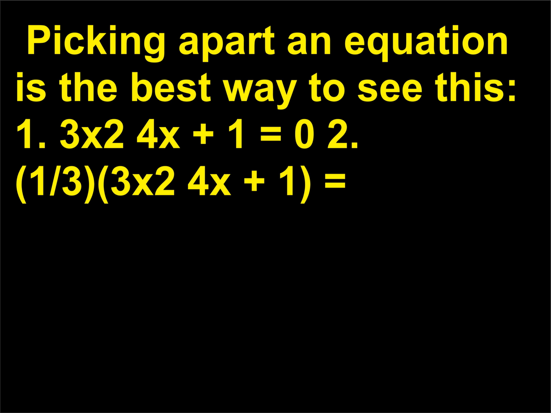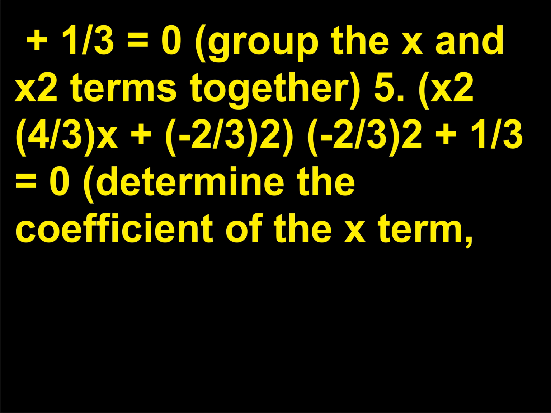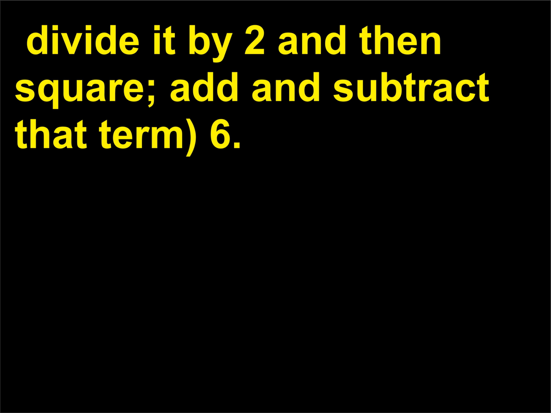1. 3x² - 4x + 1 = 0. 2. Multiply by 1/3: 1/3(3x² - 4x + 1) = 1/3(0), making the coefficient of the x² term into a 1. 3. x² - 4/3 x + 1/3 = 0. 4. Group the x and x² terms together. 5. x² - 4/3 x + (-2/3)² - (-2/3)² + 1/3 = 0. Determine the coefficient of the x term, divide it by 2 and then square, then add and subtract that term.